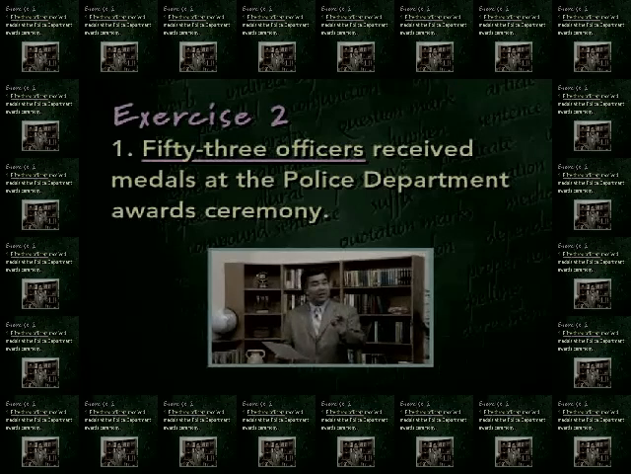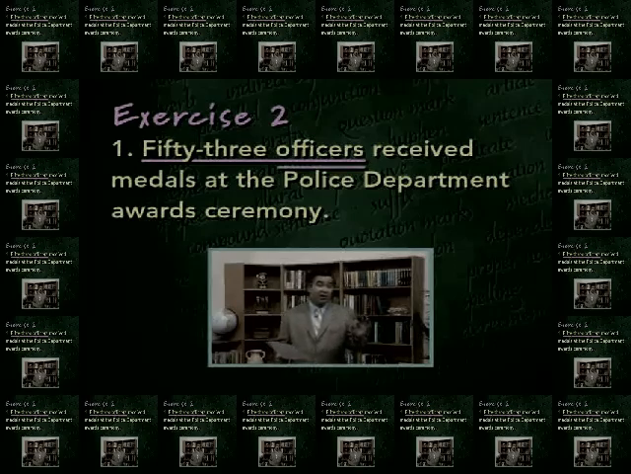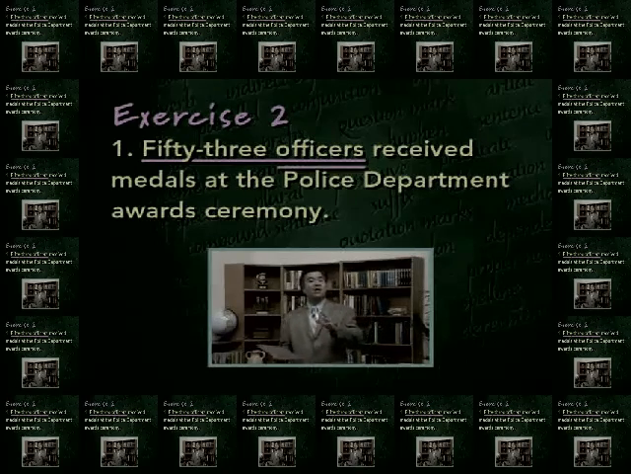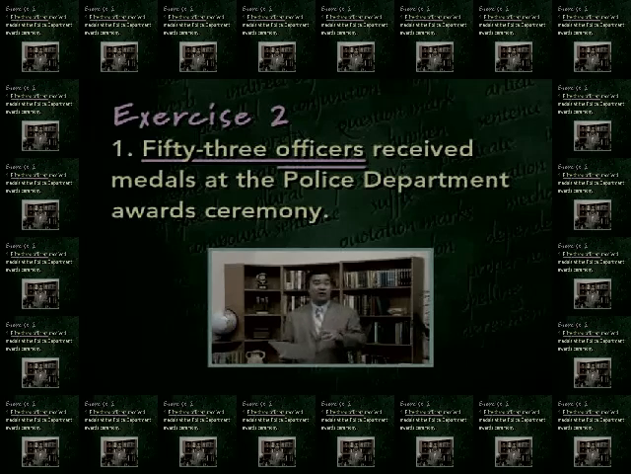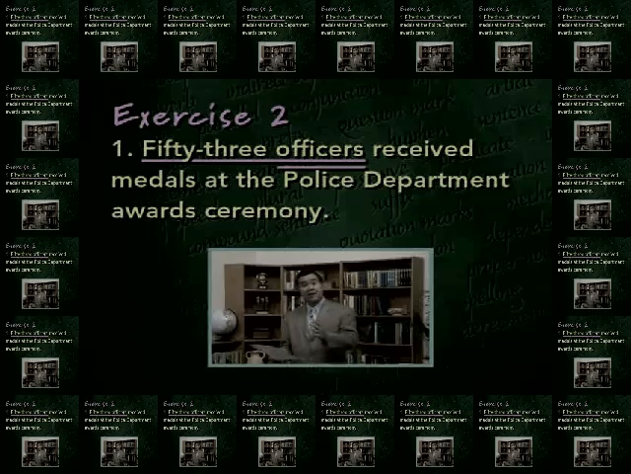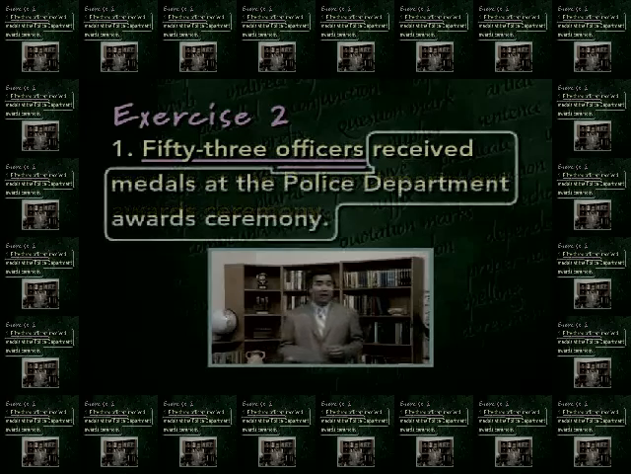And the simple subject, the most important word here, is officers. The other word, 53, gives us more information about the officers. Specifically, it tells us how many officers there were. So 53 officers is the subject, and officers is the simple subject. That means the rest of the sentence would be the predicate.